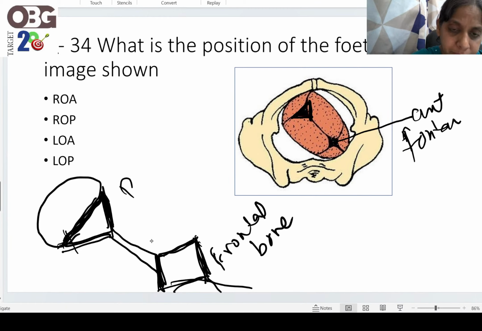Because anterior fontanelle is at the junction of 4 bones, 2 parietal and 2 frontal, it is quadrangular. Whereas posterior fontanelle is at the junction of 3 bones, 2 parietal and 1 occiput, so it is triangular in shape.